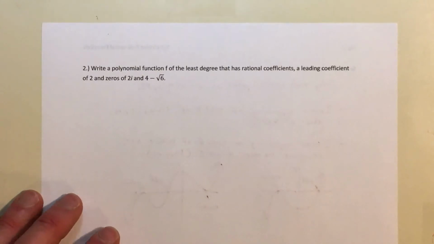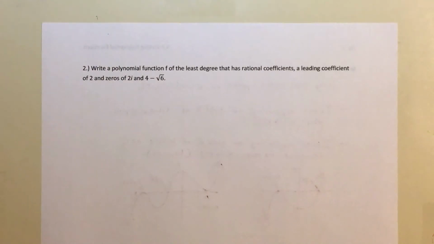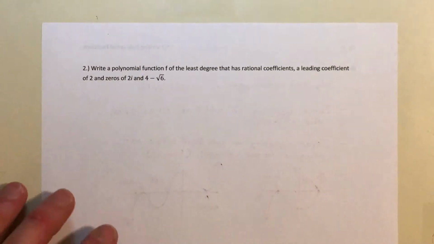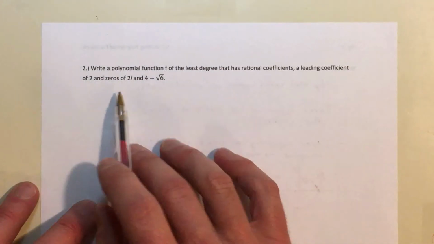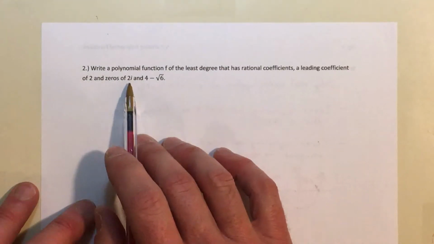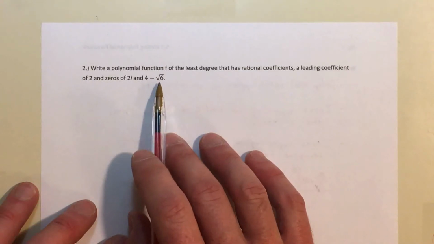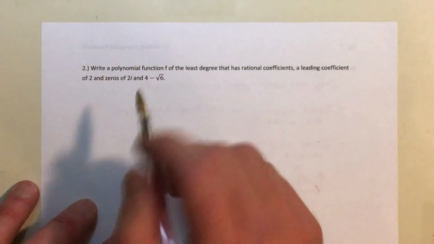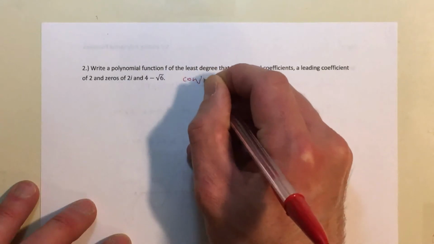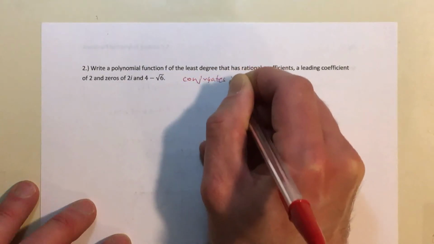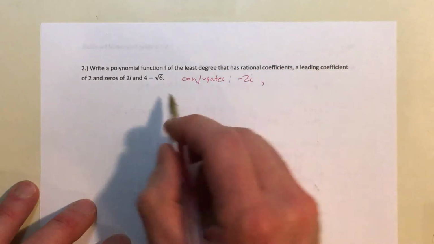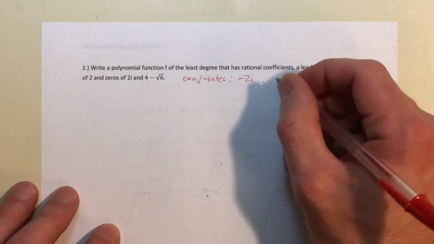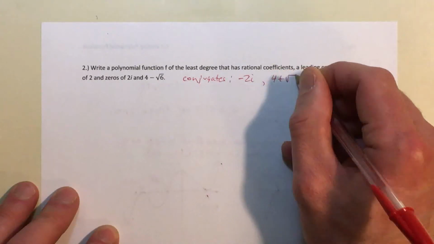Let's do another one. It says, write a polynomial function f of the least degree that has rational coefficients. Again, that part you don't really have to worry about. A leading coefficient of 2. Hey, we're mixing it up a little bit. Leading coefficient of 2, zeros of 2i, and 4 minus square root 6. Conjugates. Let's get those out of the way. If we've got 2i, we're also going to have negative 2i. If we've got 4 minus square root 6, we're going to have its conjugate, 4 plus square root 6.